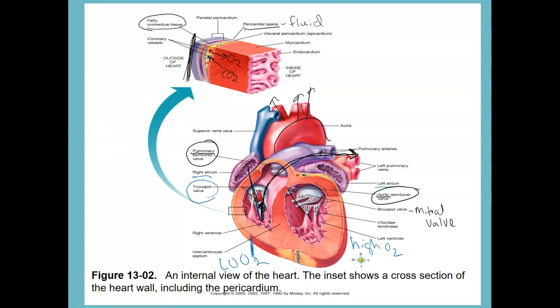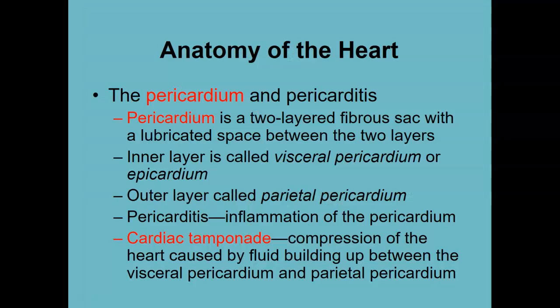All righty, moving on. So the pericardium and pericarditis. Pericarditis is a disease of the pericardium. We'll get to that in a minute. The pericardium, as I just pointed out, is a two-layered fibrous sac that has lubrication between the layers. The inner layer actually surrounding the heart and surrounding the fatty layer that contains the vascularization that feeds the heart is called the visceral pericardium or the epicardium. And the outer layer is the parietal pericardium. Pericarditis is inflammation of the pericardium.